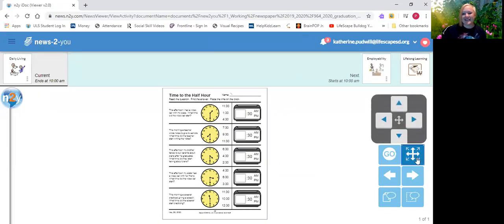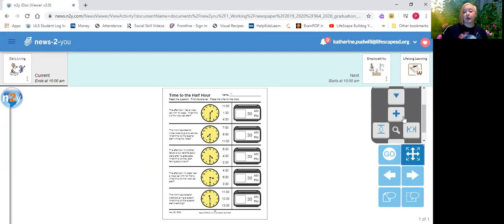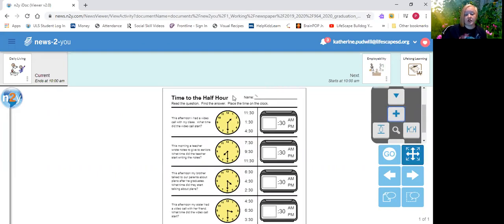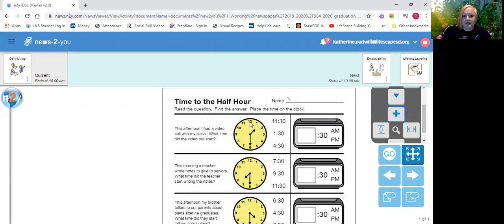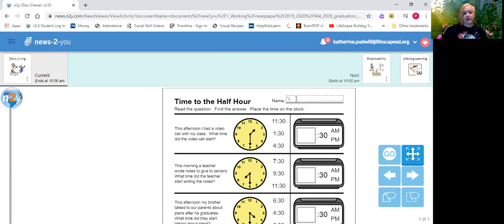Okay, here's our time to the nearest half hour sheet. So we were doing to the nearest hour before, so we knew our minutes were always 2 zeros. This time we're doing to the nearest half hour, and an hour is 60 minutes, and half of 60 is 30. But we'll show you how to skip count around the clock to see the minutes. We're going to do the same thing on this page as we did on the other. We'll write our name at the top to start. We'll read the directions, read the question, find the answer, place the time on the clock. And then we'll practice skip counting so we can see how we get to the nearest half hour.